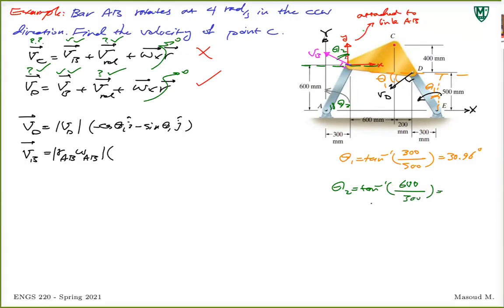Right, theta 2 gives you 63.435 degrees. So knowing that, you can also find what else you need: RAB. RAB is the square root of 300 squared plus 600 squared.